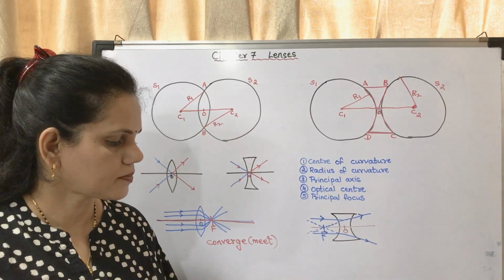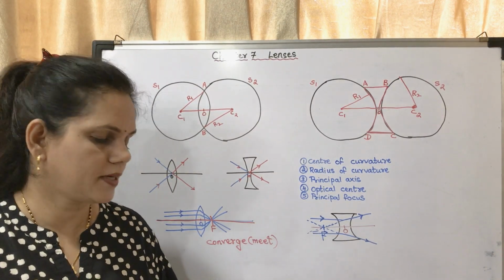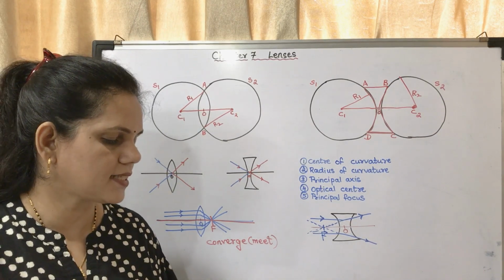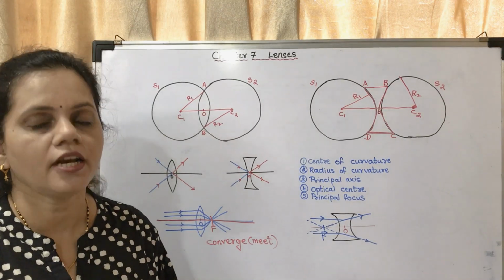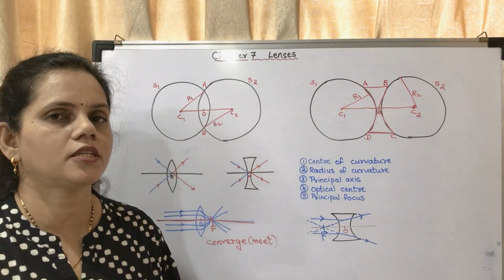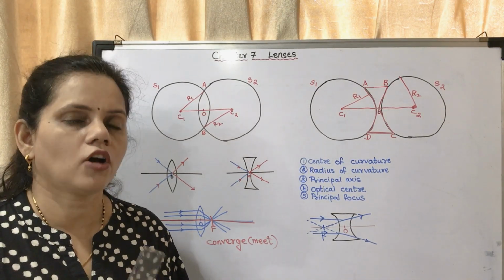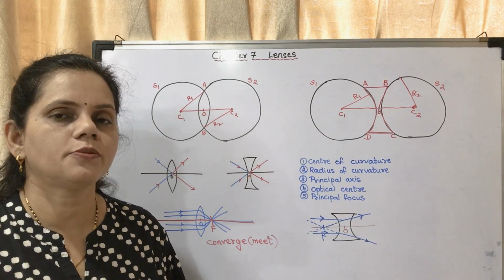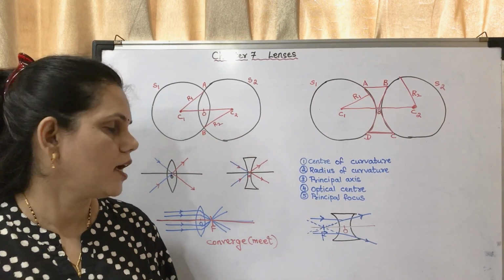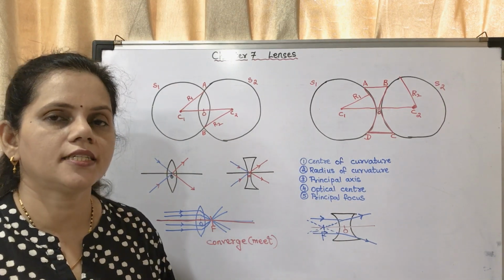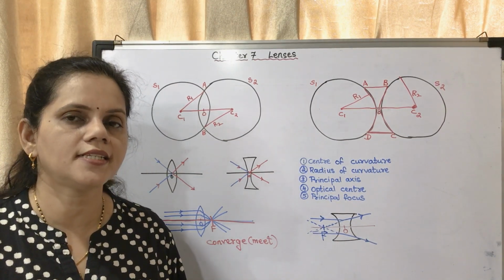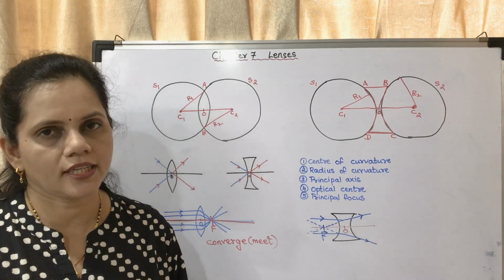The rays traveling parallel to the principal axis of a concave lens diverge after refraction from a point. That point is called the principal focus of concave lens. Okay, so this much of definitions you have to learn. Now I will show you how to draw these two diagrams, that is the principal focus of convex lens and principal focus of concave lens.